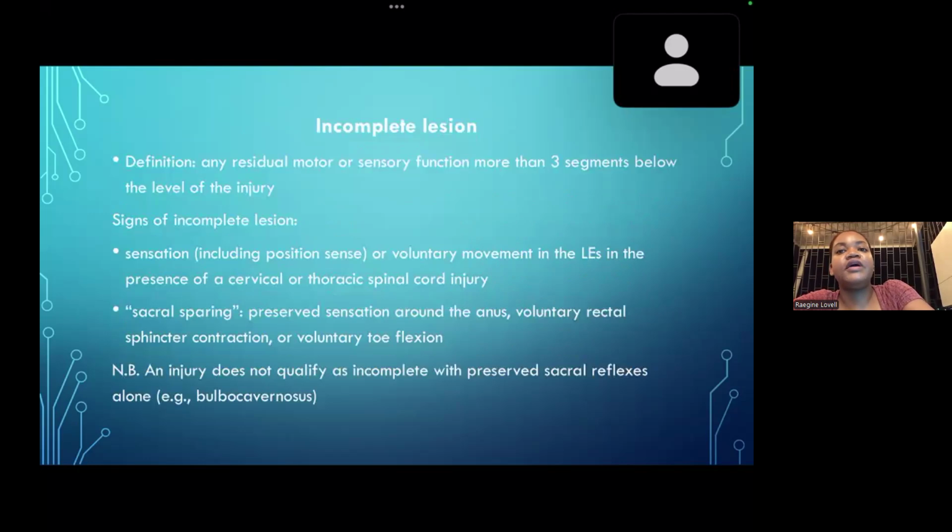And now we talk about the incomplete lesions, and they occur when there's any residual motor or sensory function more than 3 segments below the level of the injury. A couple of signs include sensation of voluntary movement in the lower extremities in the presence of a cervical or thoracic spinal cord injury, as well as sacral sparing, which is preserved sensation around the anus, voluntary rectal sphincter contraction, or voluntary toe flexion. Note well, an injury does not qualify as incomplete when there's only preserved sacral reflexes.